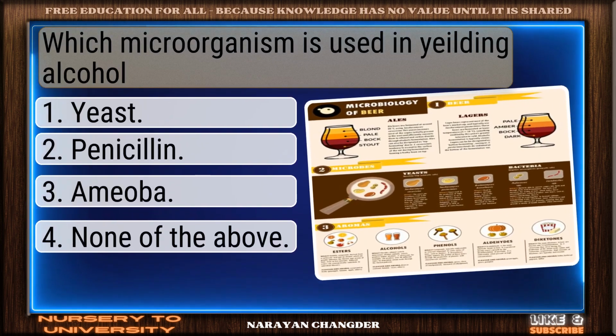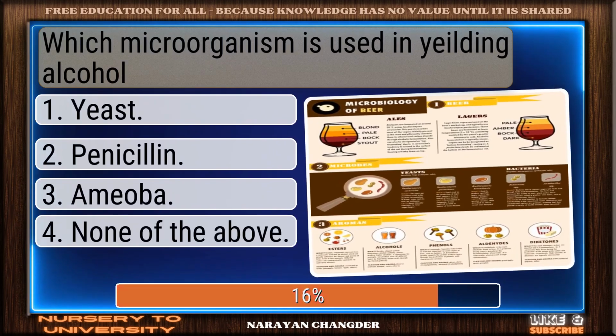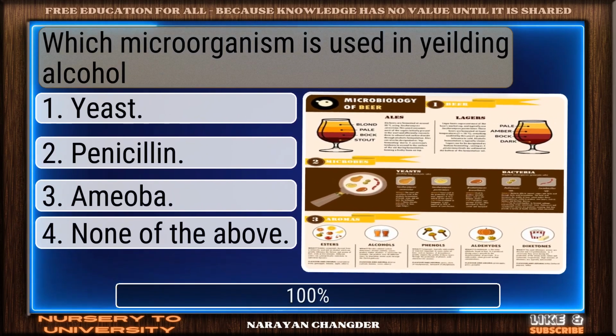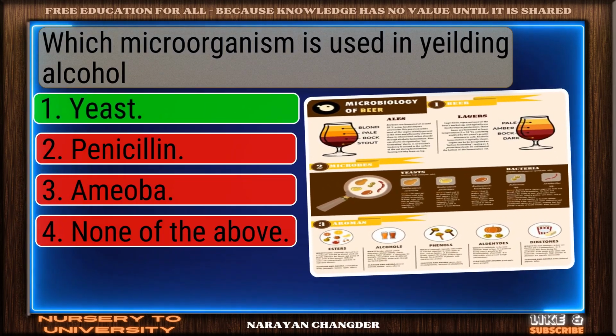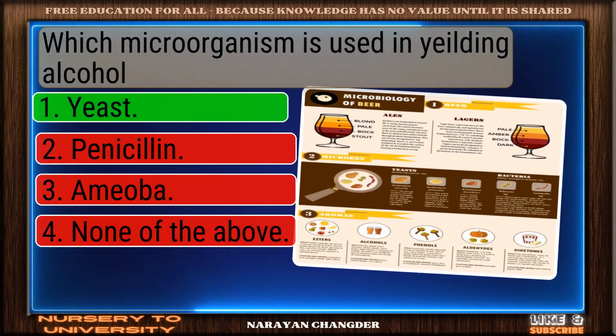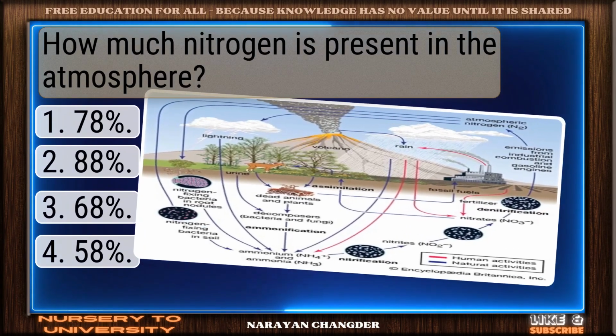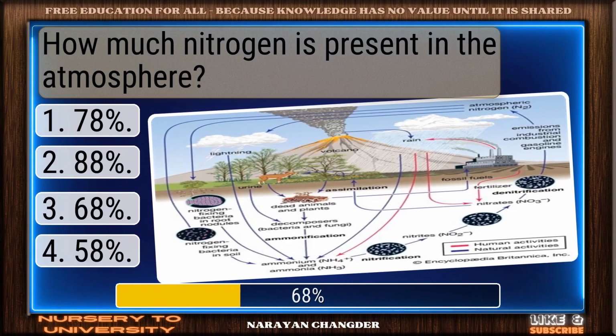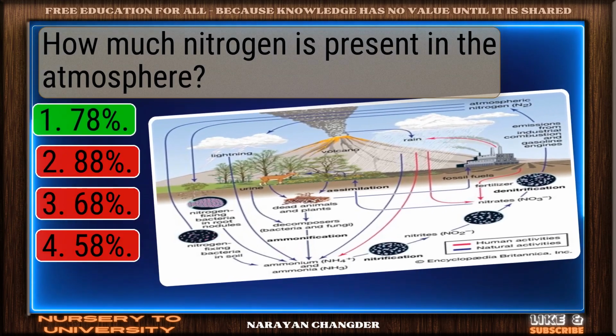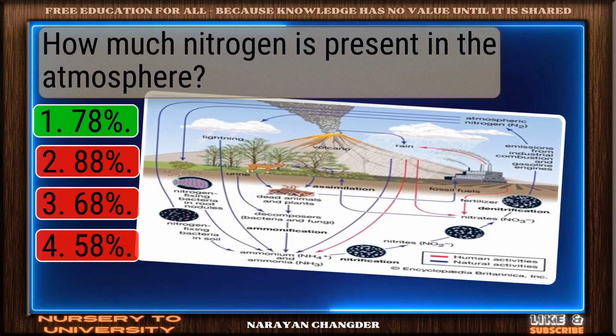Which microorganism is used in yielding alcohol? Solid response. Yeast is a valid choice. How much nitrogen is present in the atmosphere? You got it. Your choice 78% is right.